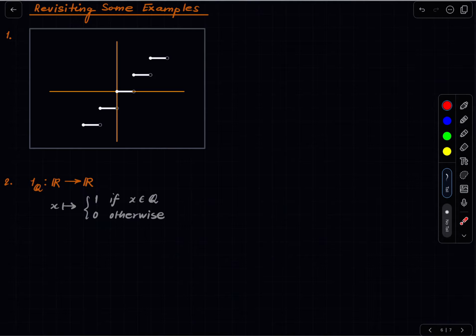So this is so convenient. To prove something is discontinuous, this is very, very useful. You don't need to do some point-wise analysis.